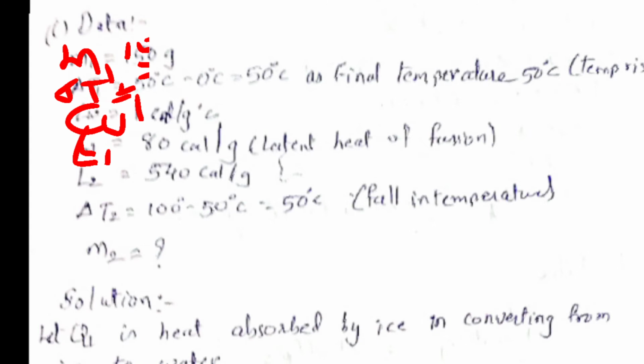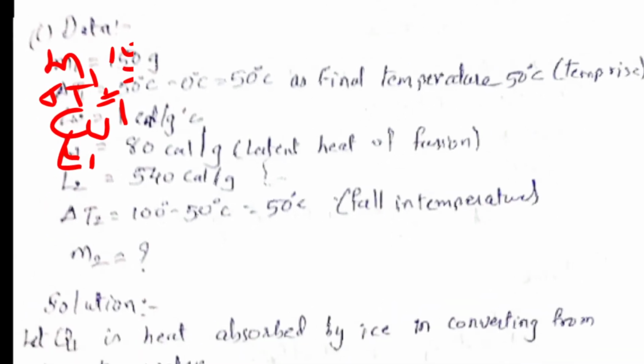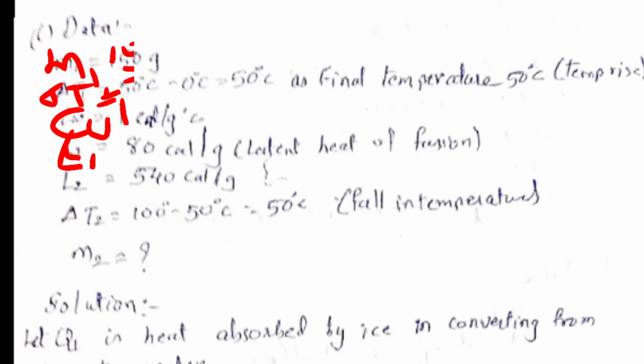Now what was the temperature T2? 100, because it is water vapor, and the final mixture is at 50. So what is the temperature difference? 100 minus 50, so that is also 50. Here it was 50 minus 0, and here I am having 100 minus 50, but ultimately I got the difference as 50. And you are going to find out M2. How much steam do you require? So M2 is needed. Let us go towards the solution.